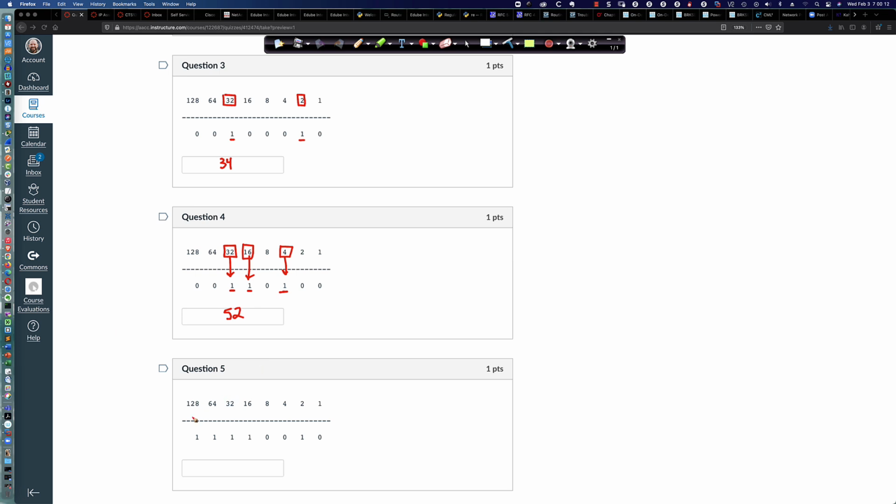And so then we come down to question number 5, which has a few more bits that are on here. And so again, you identify the binary bits that are on, those binary digits. We identify the decimal values that correspond to them based on their position, and then we add the decimal values that would correspond to these binary bit positions and get our result. And so 128 and 64 is 192, plus 32 is 224, plus 16 is 240, plus 2 is 242.